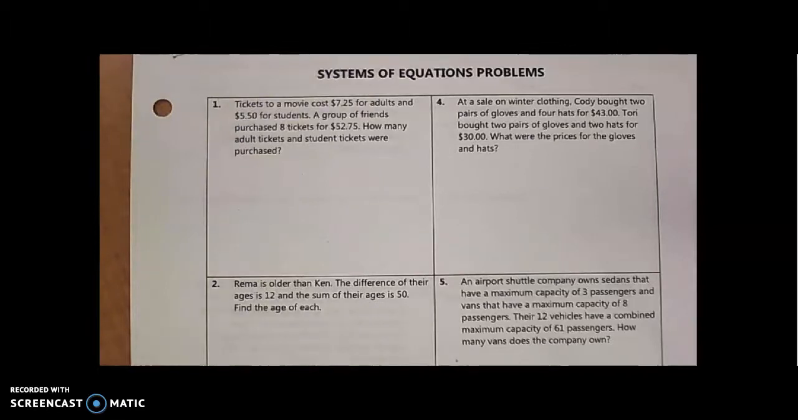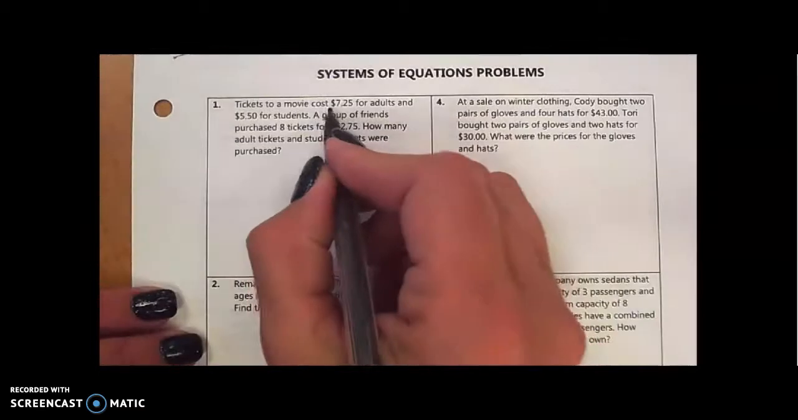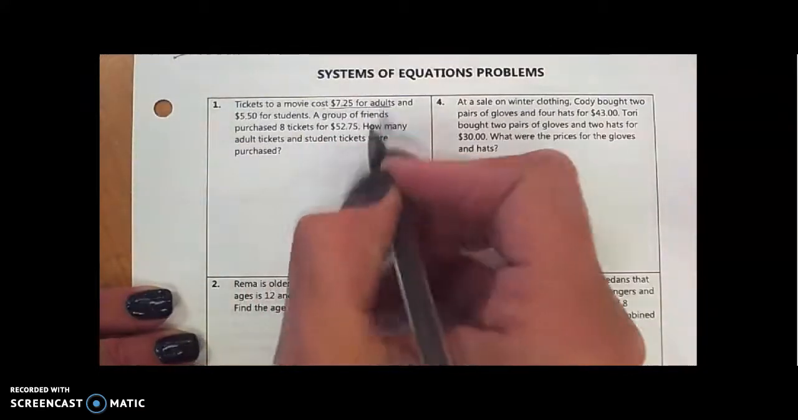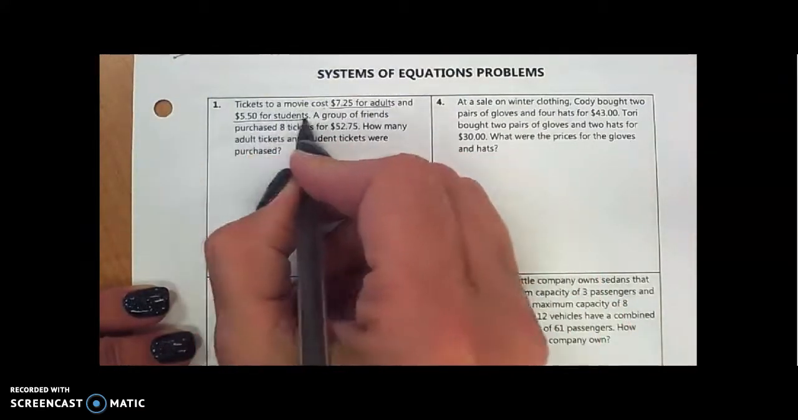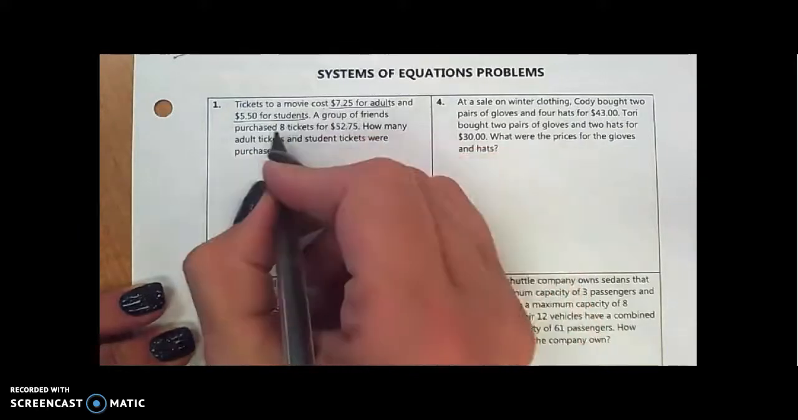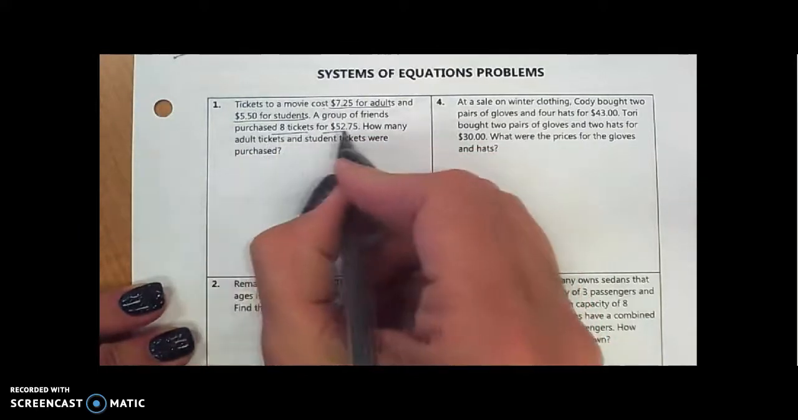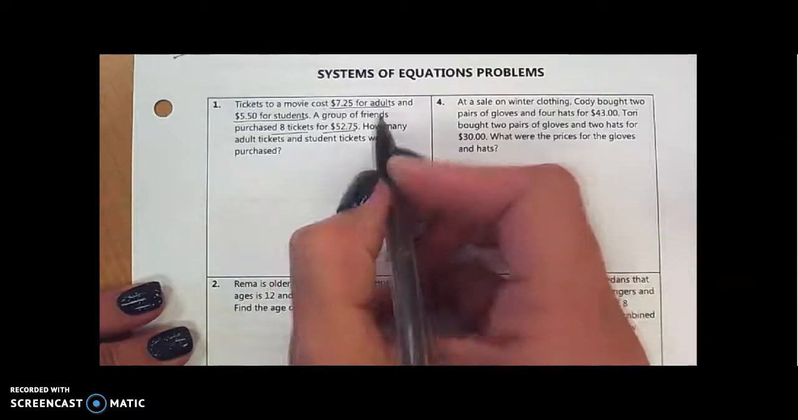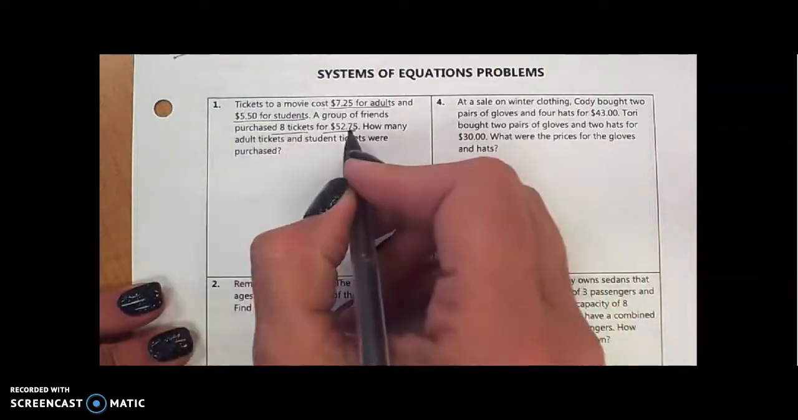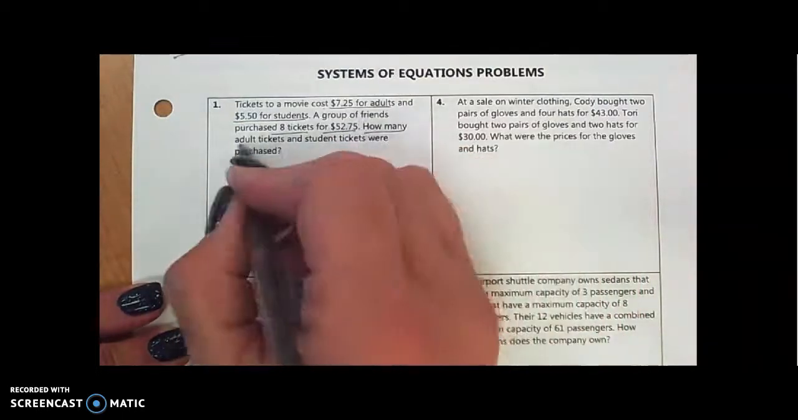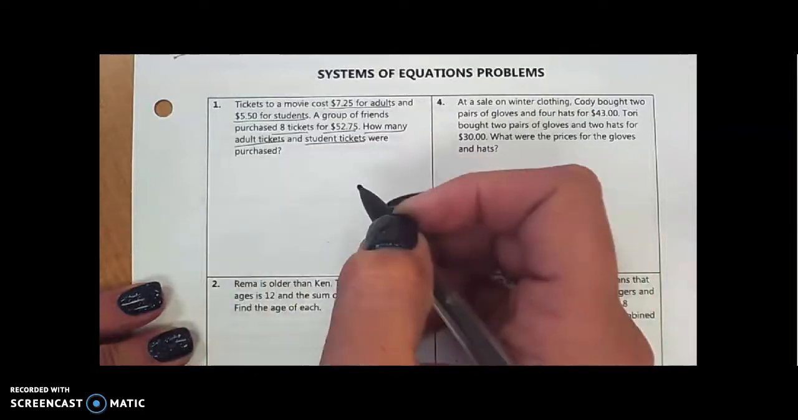All right, so number one, tickets to a movie cost $7.25 for adults and $5.50 for students. A group of friends purchased 8 tickets for $52.75. How many adult tickets and student tickets were purchased?